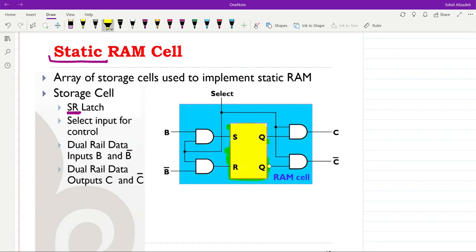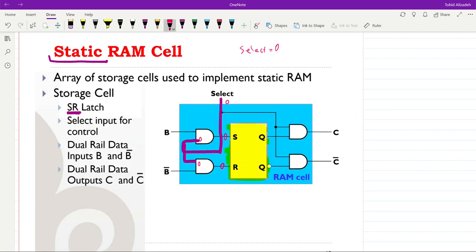But together with that, we are also using 4 AND gates with 2 inputs each. 2 AND gates are used on the input side. Both of those 2 AND gates receive one select input, as you can see here. So if select is equal to 0, one input to those ANDs will be equal to 0, and therefore their outputs will also be equal to 0. As a result, the SR latch will not change its content.